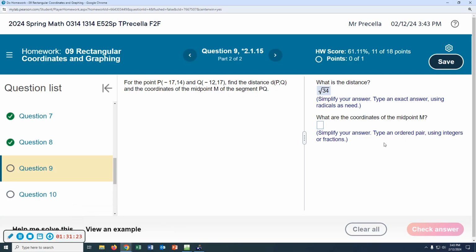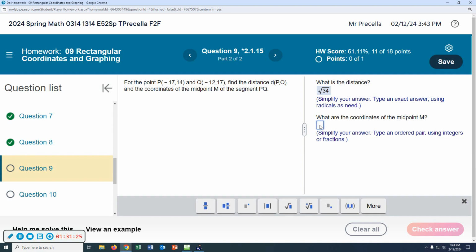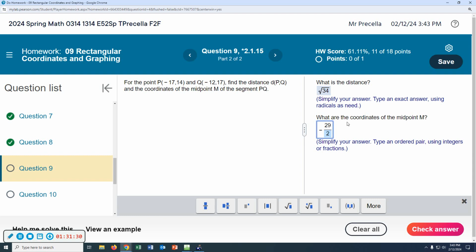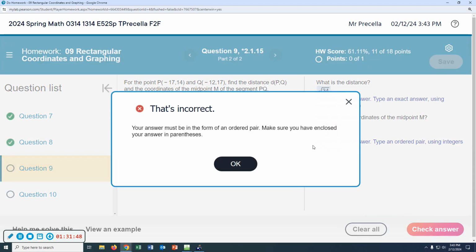So it's basically negative 14.5, comma 15.5, but I think they want integers or fractions. So what was it? Negative 29 over 2, right arrow. I don't want to put the comma down there. And 31 over 2. What's going to happen when I click check answer? Is it going to say right or wrong? Wrong. Your answer must be in the form of an ordered pair. Make sure you have enclosed your answer in parentheses.